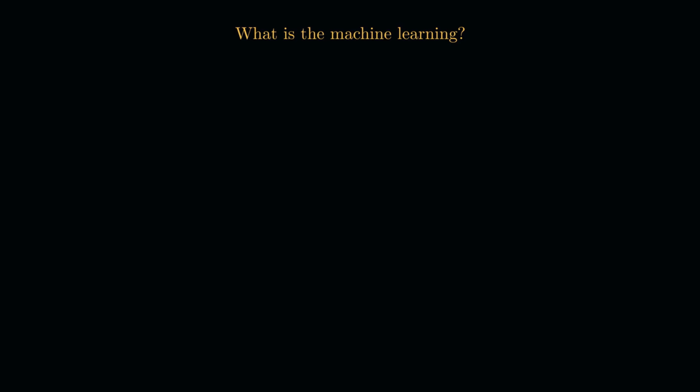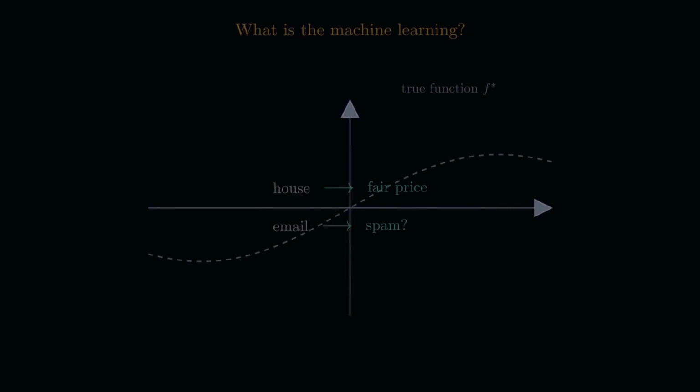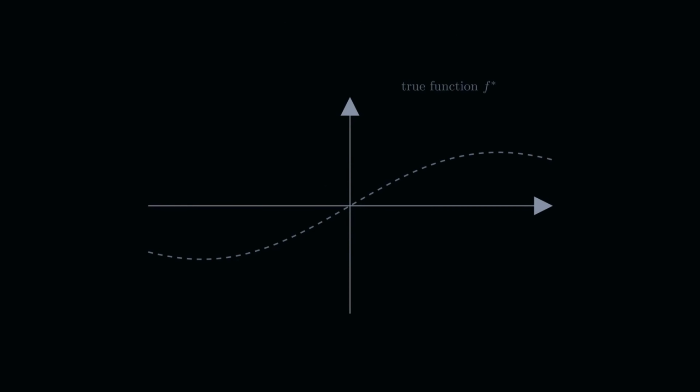Question 1. What is the machine actually learning? Picture this: somewhere there exists a perfect rule that maps any house to its true fair price, or any email to whether it's genuinely spam. Call it the true function, the real answer generator behind the data. We never get to see it directly, but if we did, we wouldn't need machine learning at all. What we build instead is an approximation of it, reconstructed only from the examples we happen to have.